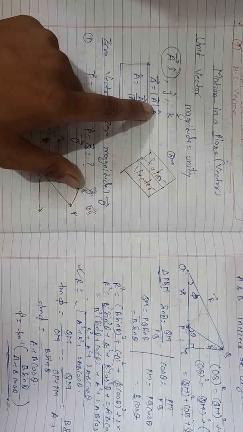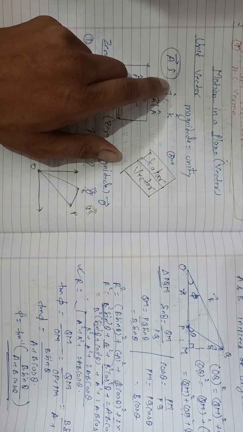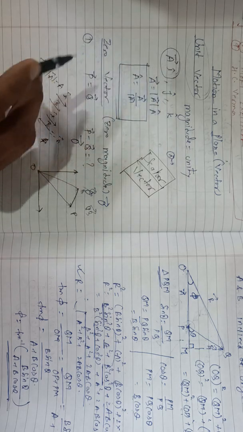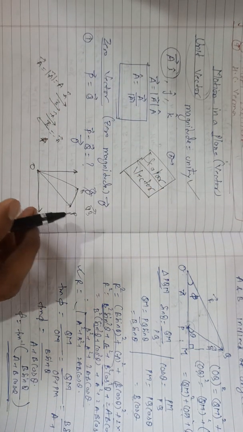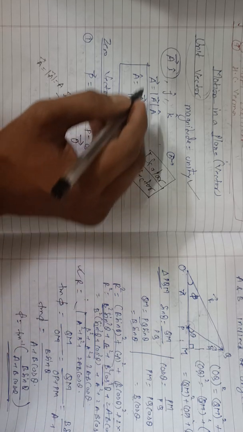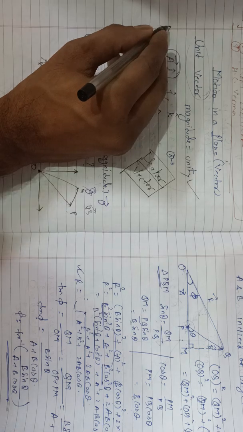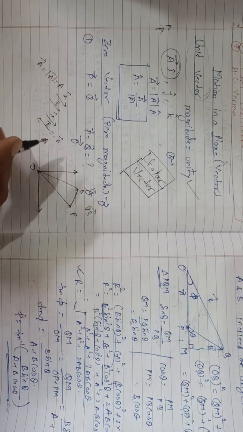After that, we have unit vector. What is a unit vector, sir? A unit vector is a vector of unit magnitude drawn in the direction of a given vector. This unit vector has unit magnitude and it is drawn in the direction of the vector. A unit vector is shown by this hat. Sometimes we say hat, sometimes we say cap. It is always shown in the direction of the vector.